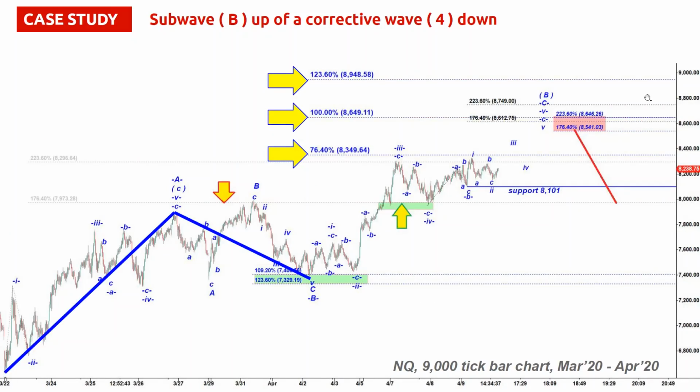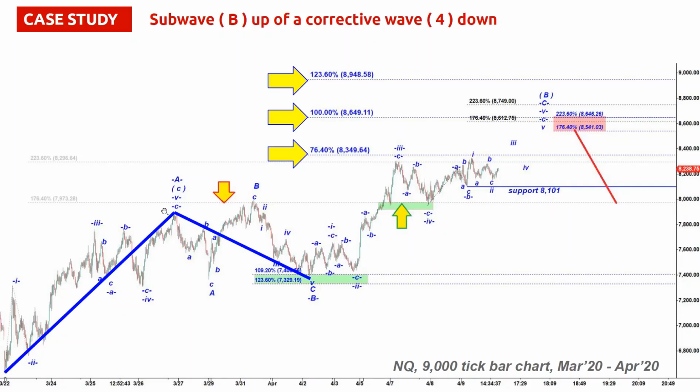Now we have a very similar picture in NQ. This is the NQ Mini tick bar chart covering the period from March until April 2020. The very same story: A up, B down. We need to get C up completed. And to call it completed, it would be great to get that final subwave C of 5 extended to at least 100% extension of the first leg up.